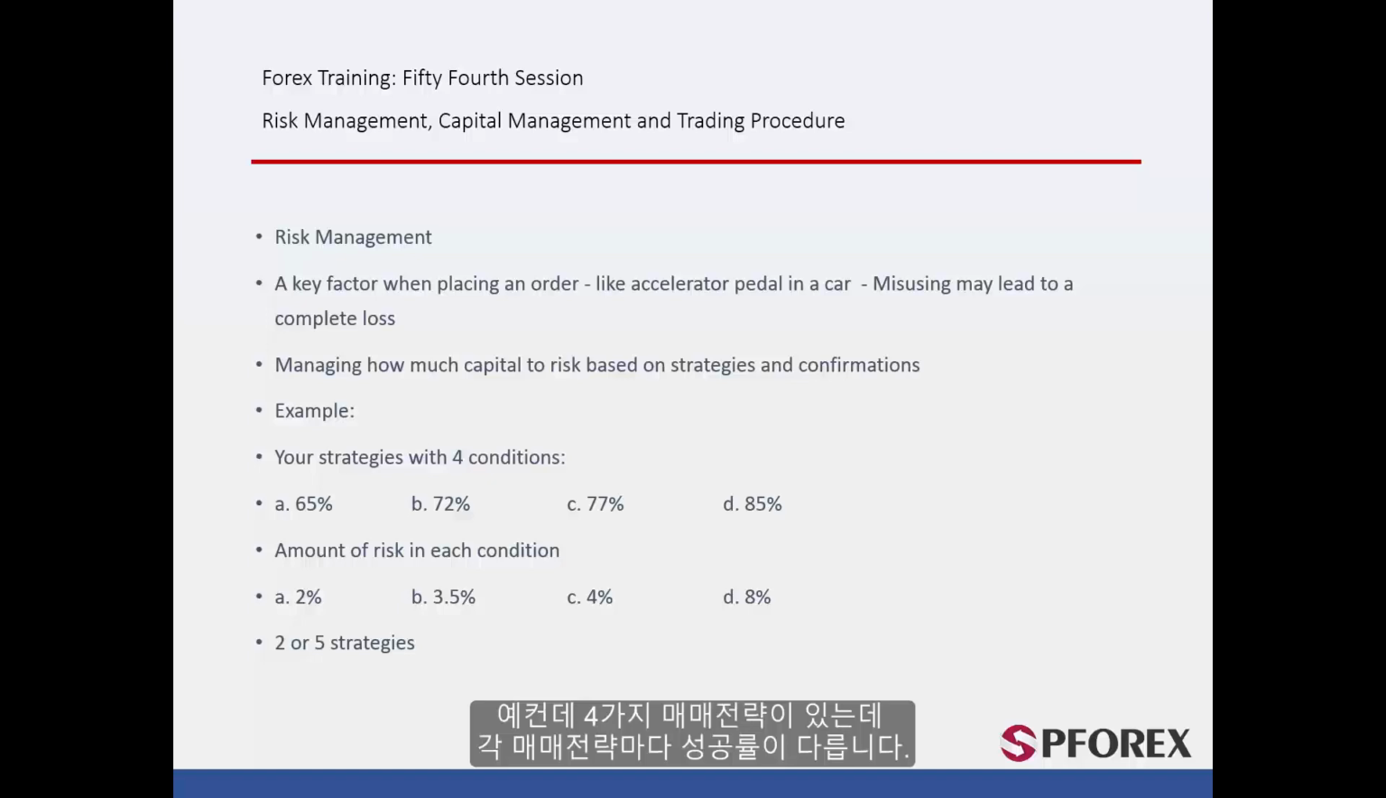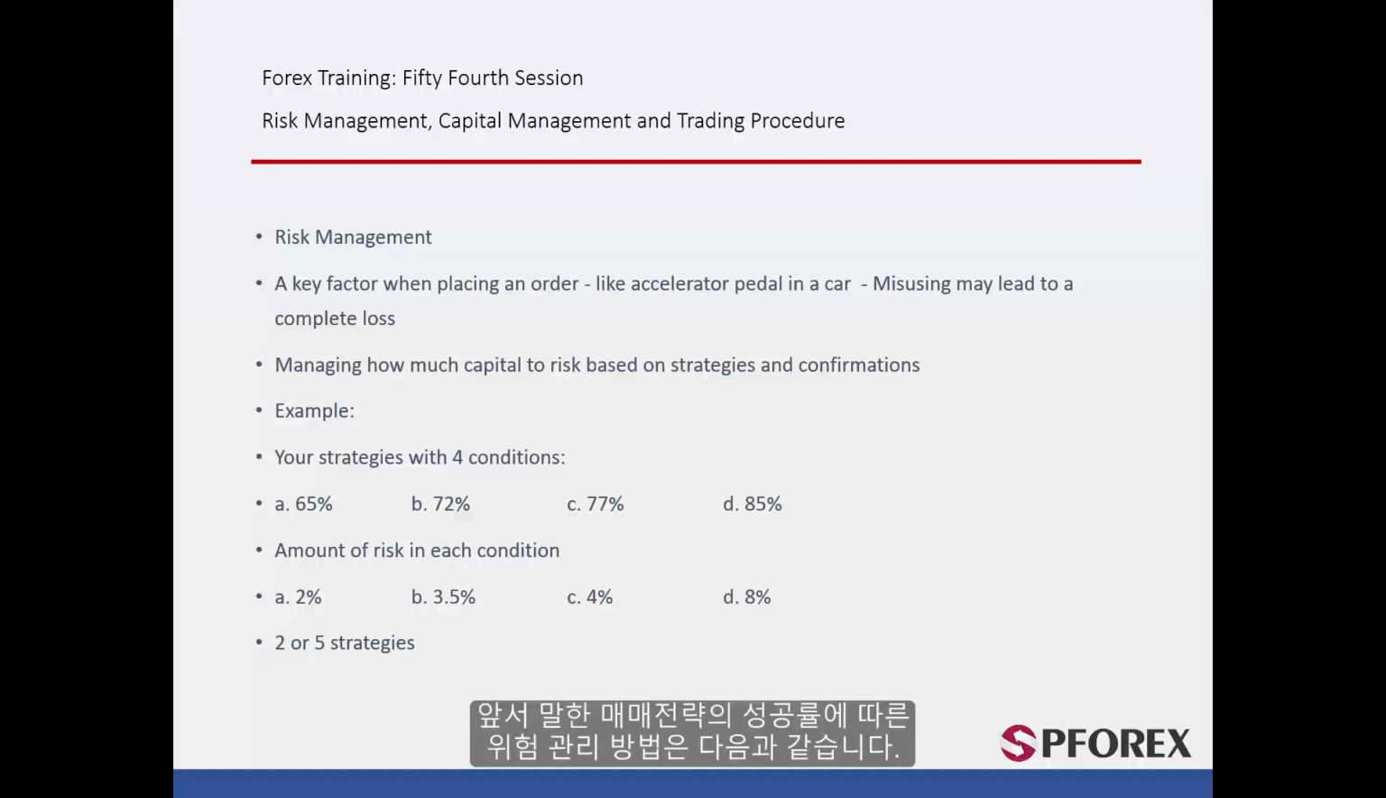For instance, you have a strategy with 4 possibilities, and in each one the percentage of your profit is different. In the first strategy, your profit is 65%. In the second one, with a better confirmation, it's 72%. In the third one, with even better confirmations, it is 77%. And finally, in the fourth one, with much more confirmations, it is 85%. So, in one trade, based on the number of confirmations, the risk can also be calculated in that trade.